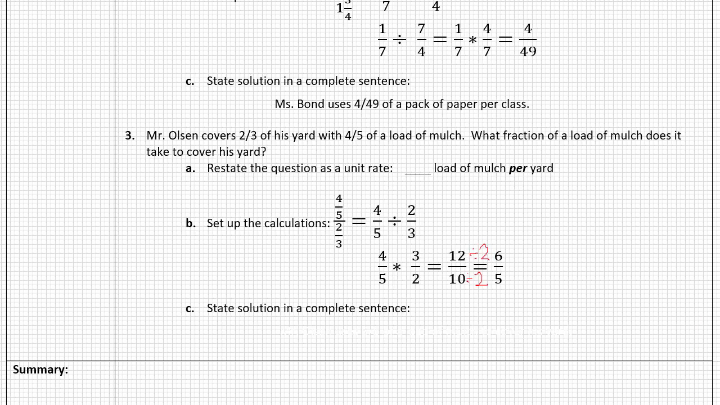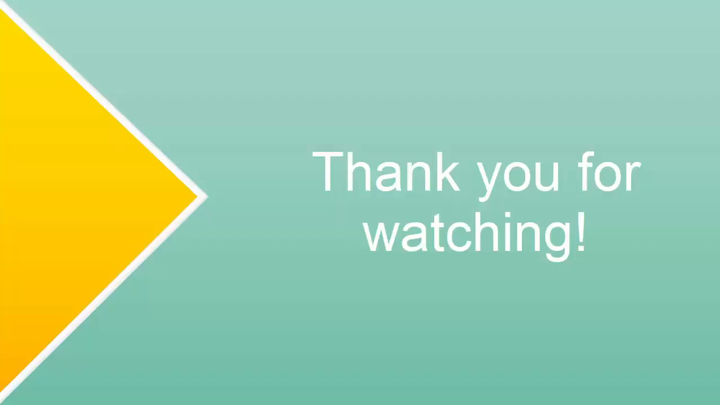So lastly, we just need to state our answer in a complete sentence. In doing this work, we fill in the blank. It took 6/5 of a load of mulch per yard. To state it as a more complete sentence, we'd say Mr. Olson uses 6/5 of a load of mulch to cover his yard.